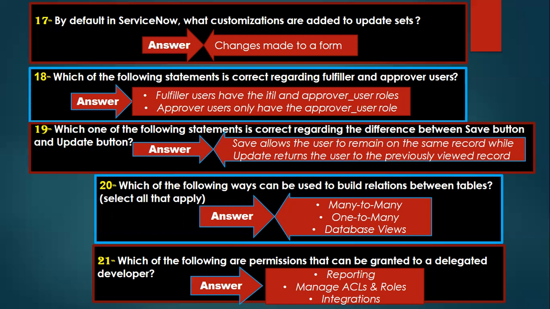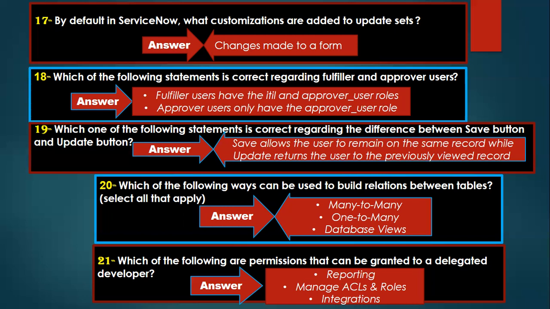Question number 19. Which one of the following statements is correct regarding the difference between the save button and the update button? Even if you have a form, there are multiple buttons, correct? Like save and update, like go to update set. You can see that button appears everywhere, correct?